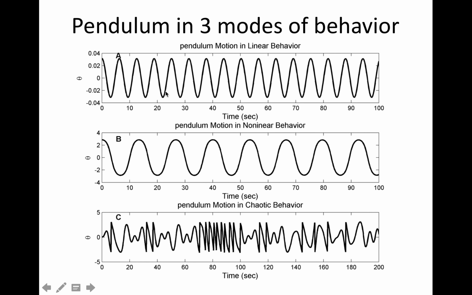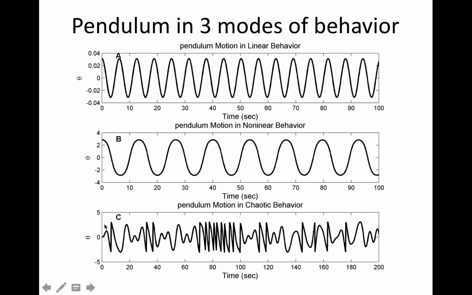So looking at three modes of behavior, when we make the first assumption, where the sine of theta is approximately equal to theta, so theta is going to be very small, we see this kind of behavior. When we allow the system to become nonlinear, such that you don't assume the initial angle is very small, but you're not taking into account the damping or the driving, then you get this kind of figure B.